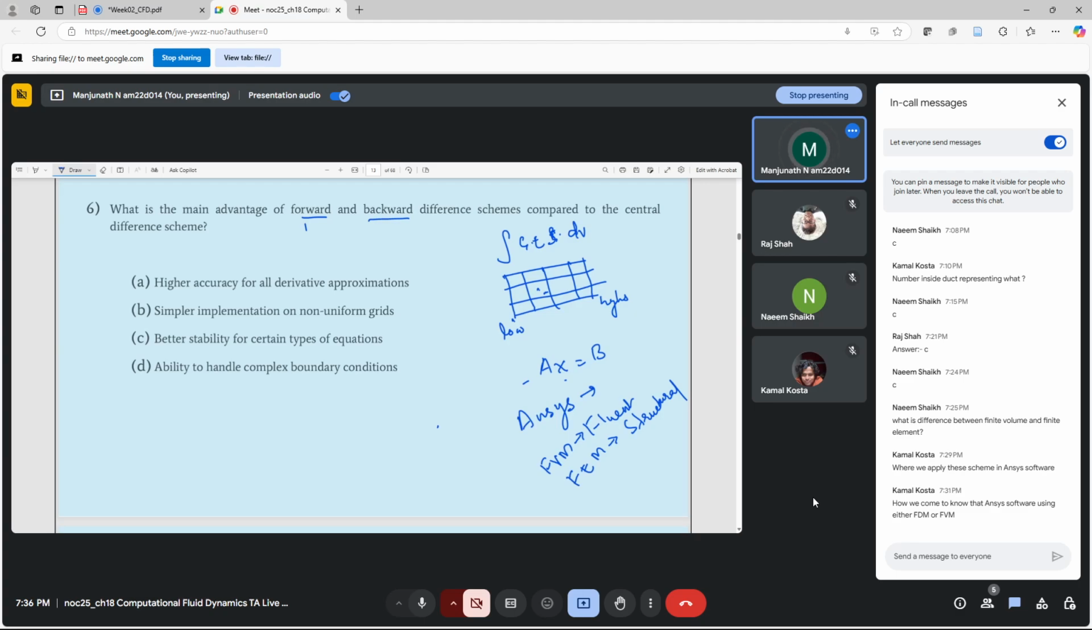Okay, so please answer the question. Answer the sixth question: what is the main advantage of forward and backward difference schemes compared to the central difference scheme? The schemes we discussed in the last class, I mean the last interaction session also. Even if the answer is wrong, it's fine.